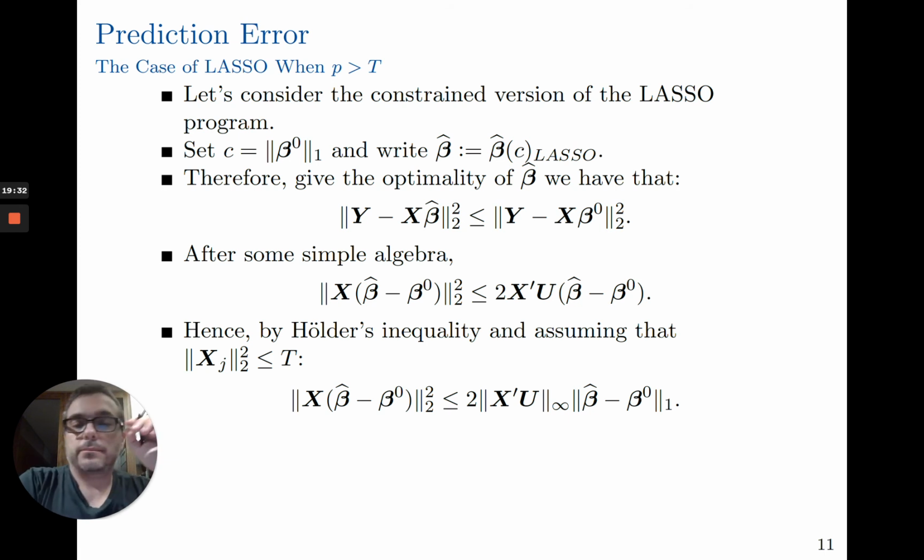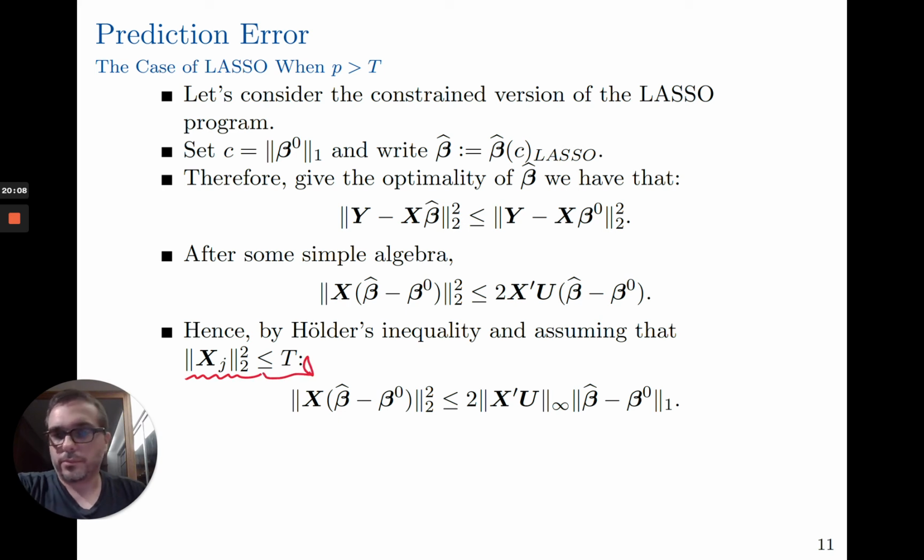But we can bound this term on the right-hand side. We are going to use Holder's inequality. With Holder's inequality, we can say that the left-hand side is bounded by the infinity norm of X prime U times the L1 norm of the estimation error. We are going to use this condition a little bit later.